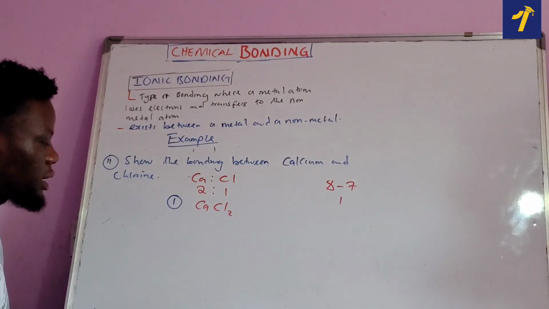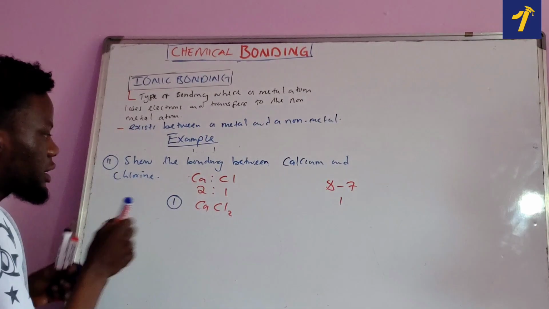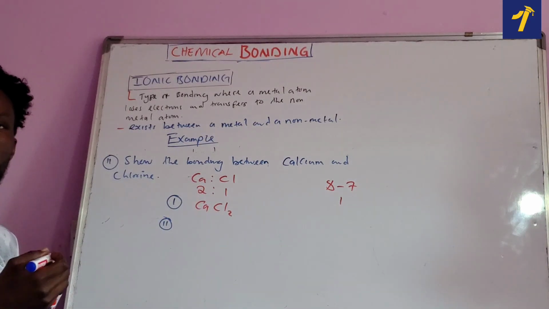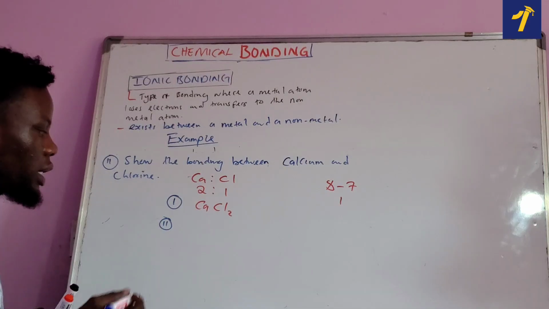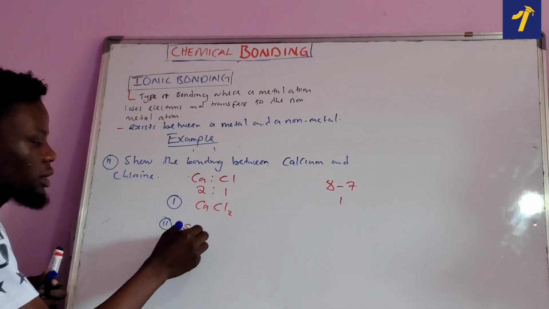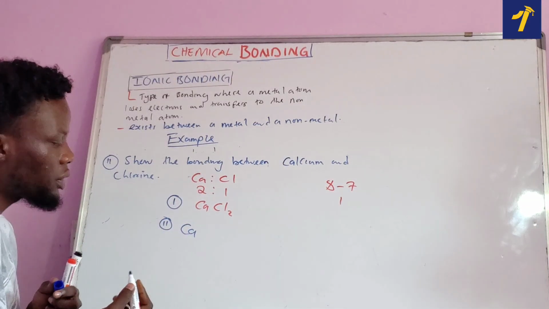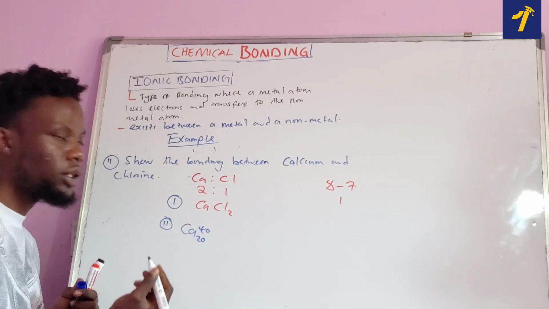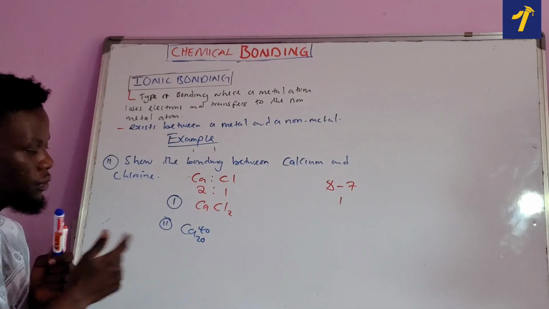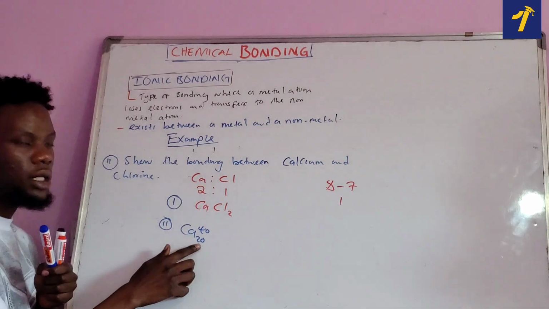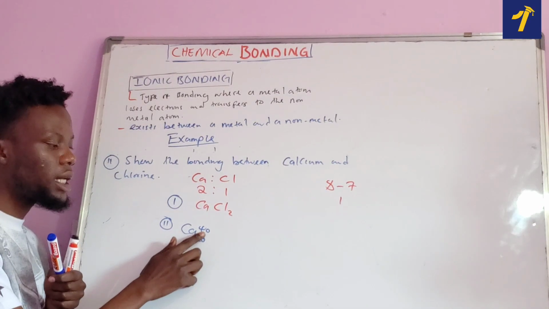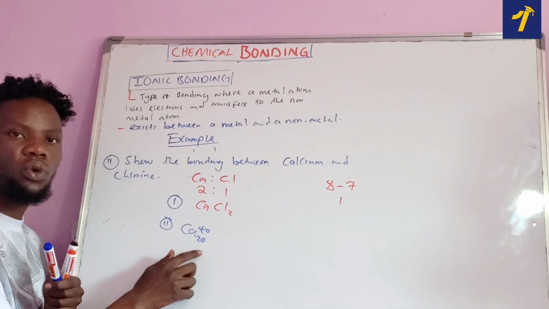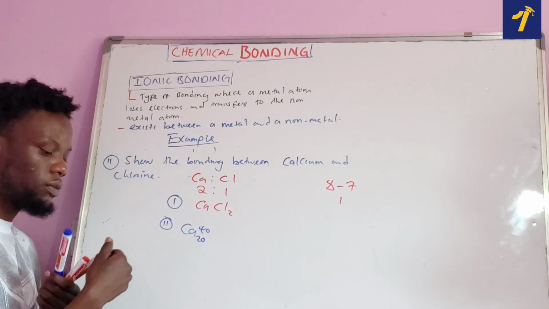Then what is the second step? The second step that you need to remember is to write the electronic configuration. How do you write it? We'll start with calcium. On the periodic table, calcium has 20 here and 40 there, so make sure that you know the periodic table. Calcium has an atomic number of 20 and a mass number of 40. So we always use the atomic number for electronic configuration.